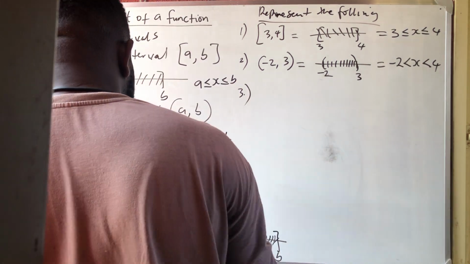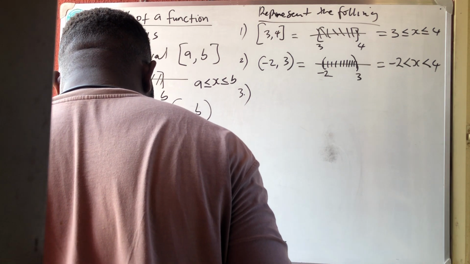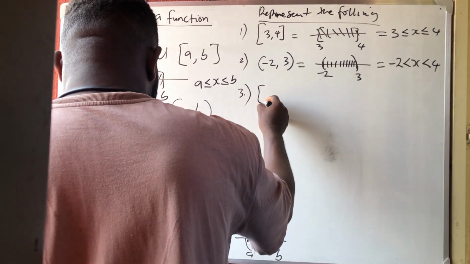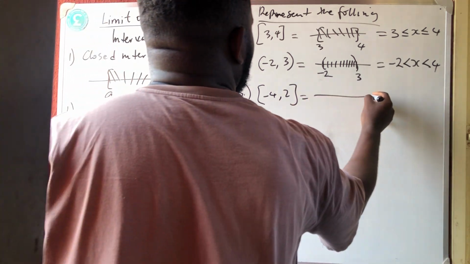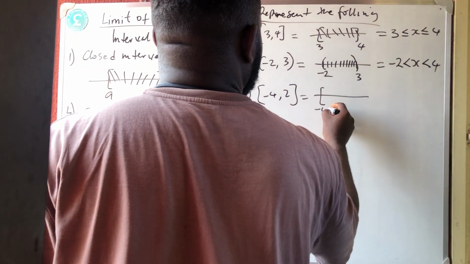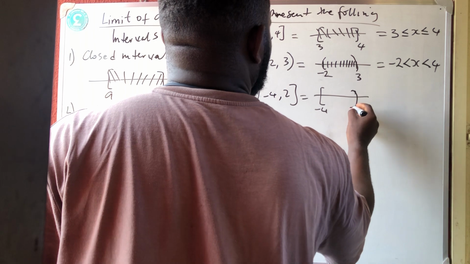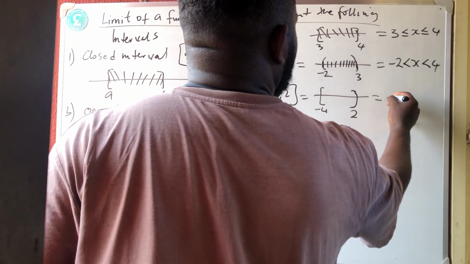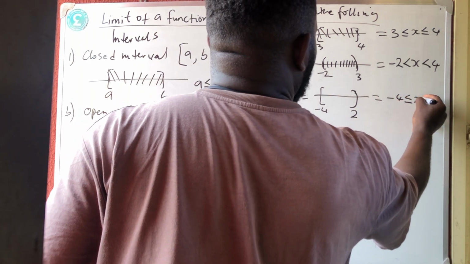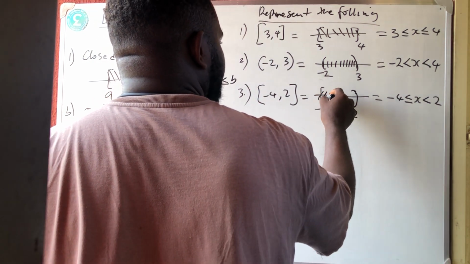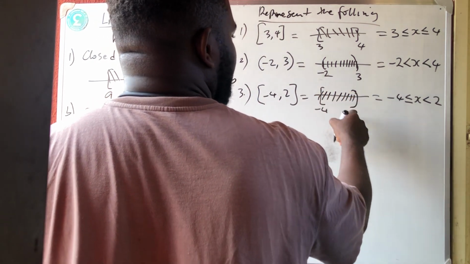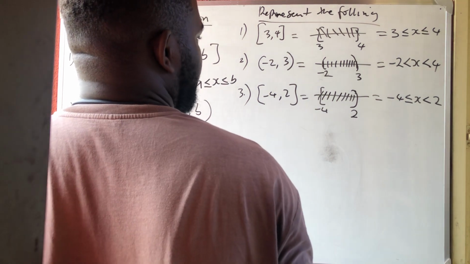So number 3 is like this. I have -4 and 2. What do you think about this? This is -4 and this is 2. So what do we have here? -4 is less than or equal to X, which is less than 2. What do you mean? -4 is involved with everything in between, but 2 is not involved.